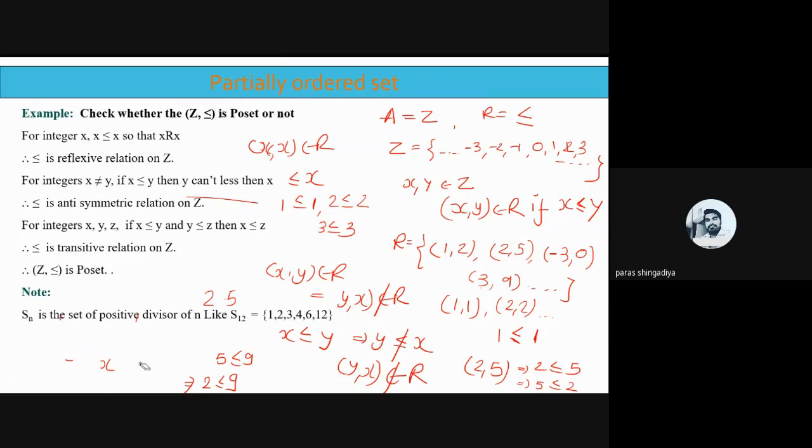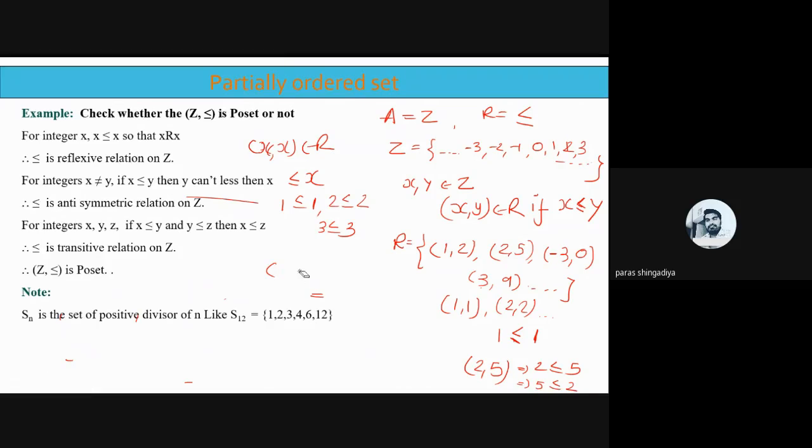Set Sn. What is the meaning of Sn? Sn means the set of all divisors of n. So how can we find the divisors?